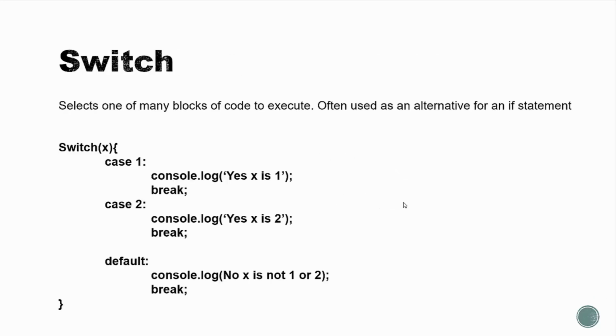A switch can select one of many blocks of code to execute, and this is often used as an alternative for an if statement. In this case, we're testing the value of x, and we apply different cases to it. So if x equals 1, then this will go ahead and run. It's just going to print out yes, x is 1, and then it's important that we break out of that as well. If it's 2, it's going to console log that. And default basically happens if none of the above cases are true. So in this case we're going to log no, x is not 1 or 2.